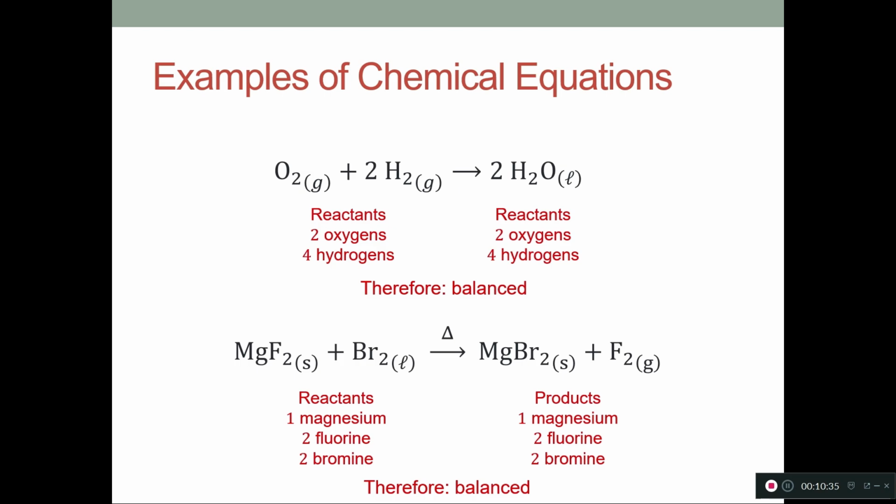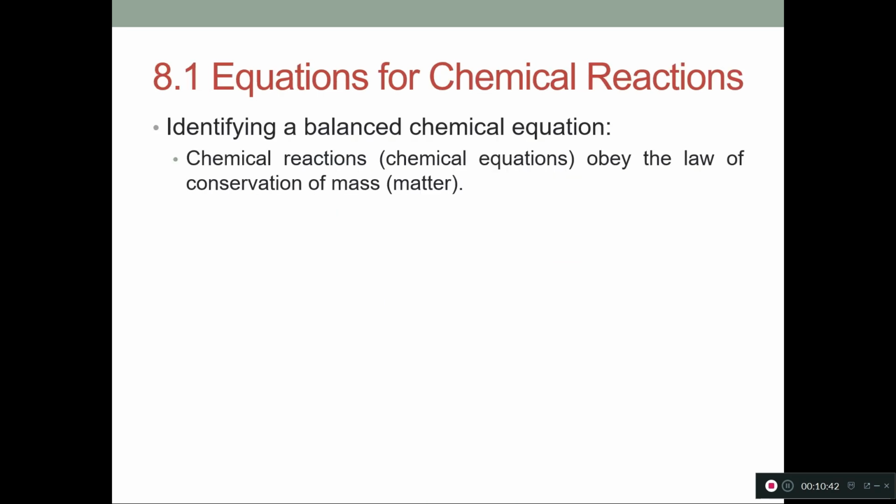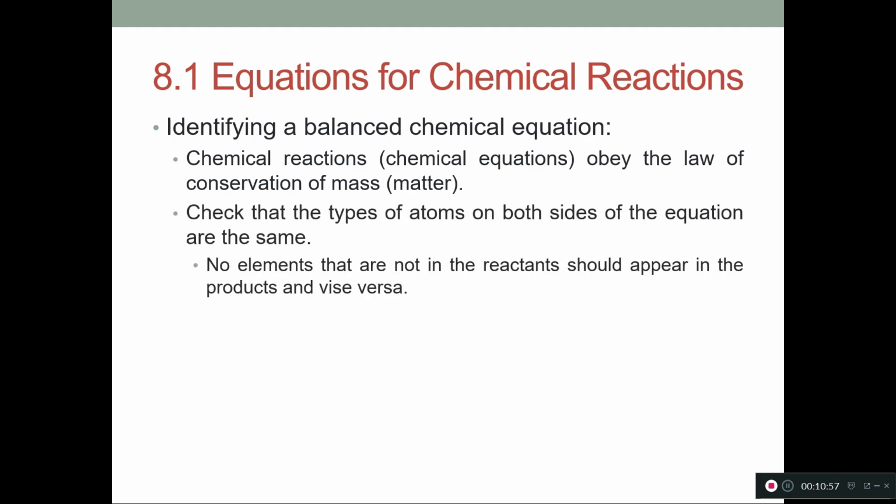We know that we have a balanced chemical equation when the number of atoms in the reactants is the same as the number of each type of atom in the products. So when we want to identify a balanced chemical equation, the chemical reactions obey the law of conservation of mass, or matter. And so we want to check that the types of atoms on both sides of the equation are the same, so that no elements that are not in the reactants are shown in the products, or vice versa. So you don't want elements appearing and disappearing.